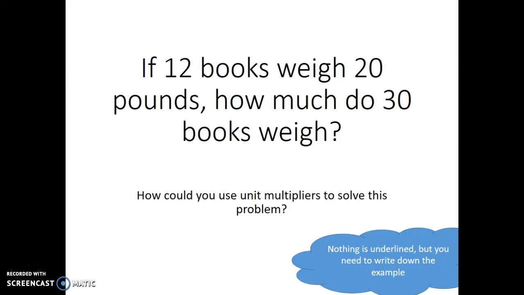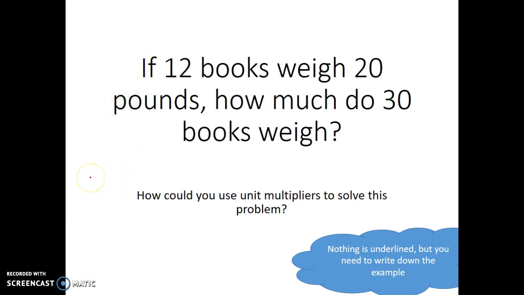Today we're going to talk about implied ratios. That'll allow us to solve problems like this. If 12 books weigh 20 pounds, how much do 30 books weigh? So we've actually learned a strategy that we could use for this. For example, using unit multipliers.